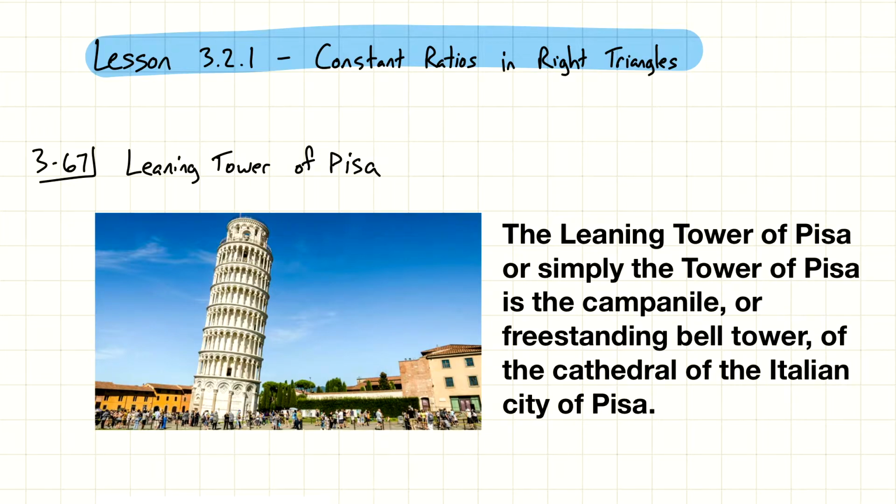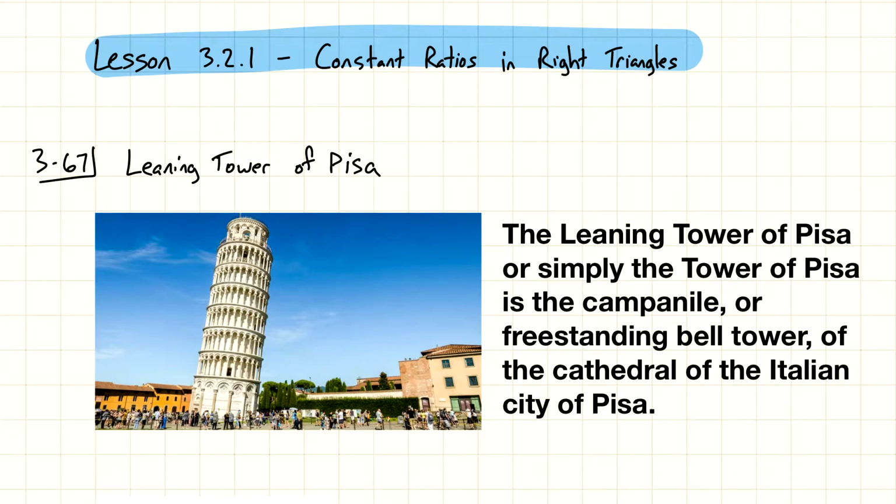So a little bit of background. This is the Leaning Tower in the city of Pisa. And this is what it actually looks like. So it is leaning, and some feel like maybe it's in danger of falling over.